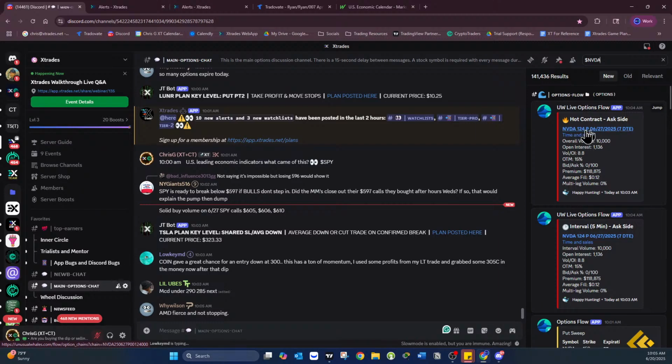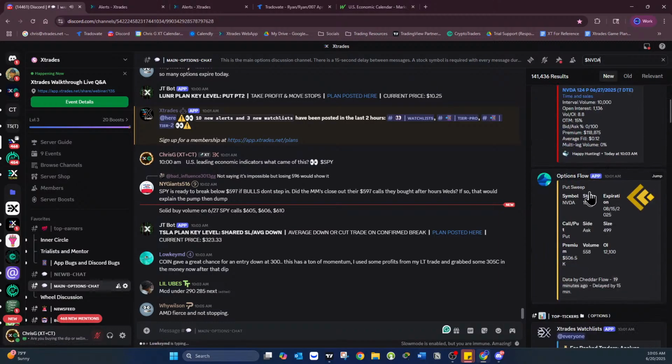This is 124 puts for next week, right? Very big volume above the open interest, so that's pretty bearish. At the ask, 118K with the 12 cents filled. This was just 2 minutes ago, so that's crazy. That's actually very unusual, 12 bucks per contract. So that's pretty bearish on NVIDIA. We're going way out of the money there.